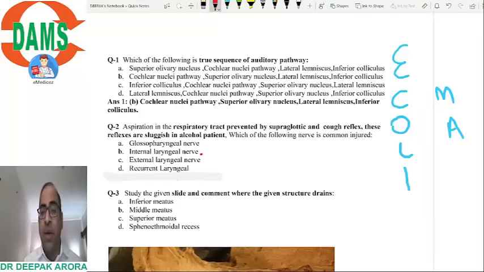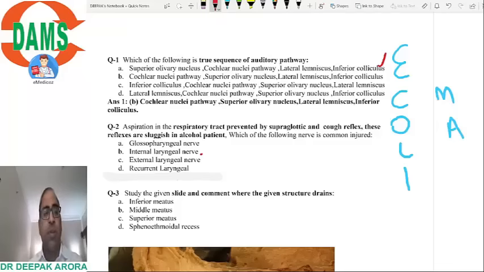So let us revise, beta. E for eighth nerve, C for cochlear nuclei, O for olivary, L for lateral lemniscus, I for inferior colliculus. So this is the auditory pathway for the retrocochlear segment, followed by MA, medial geniculate body, auditory cortex. Clear? So let us learn how to rule out the option.